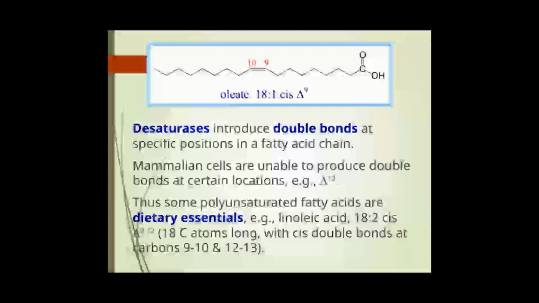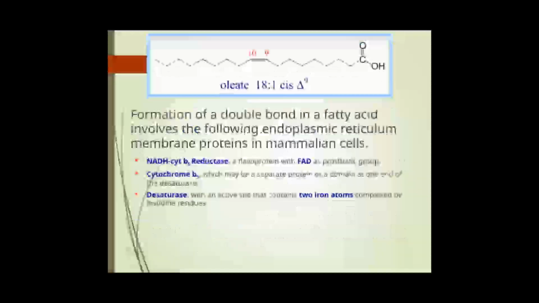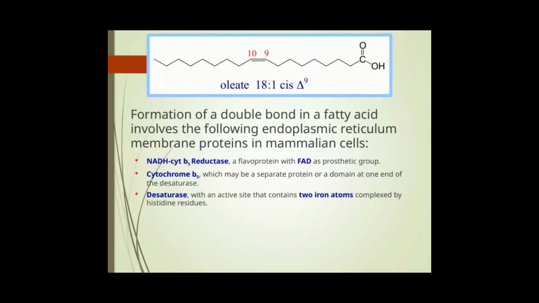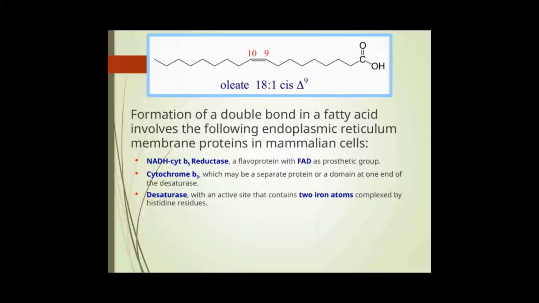When a double bond is formed in a fatty acid, it involves a series of specialized proteins located in the endoplasmic reticulum membrane. First, there's NADPH reductase, which is a flavoprotein that has FAD as its prosthetic group. This enzyme plays a crucial role in transferring electrons during the desaturation process. Next, we have cytochrome b5, which can either be a separate protein or a domain attached to the desaturase itself. Its main function is to facilitate electron transfer between NADPH reductase and the desaturase.